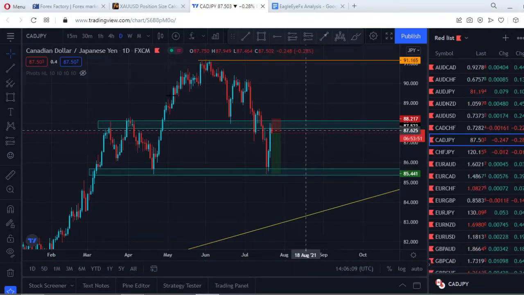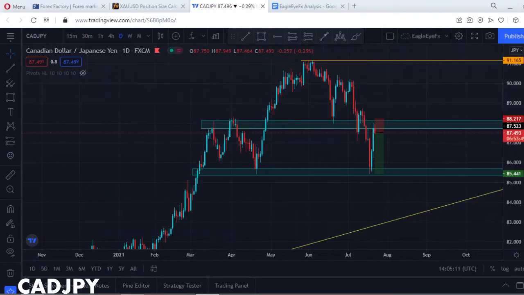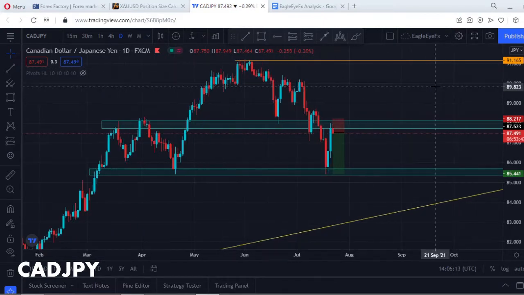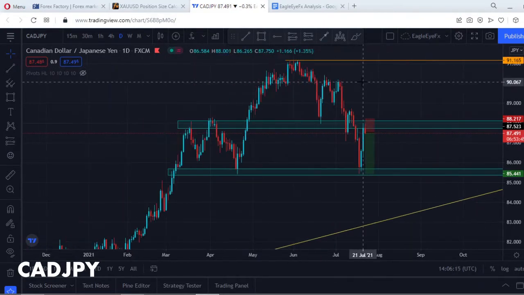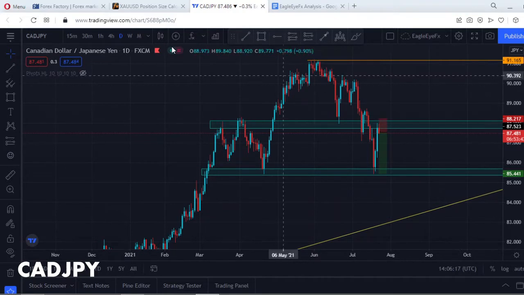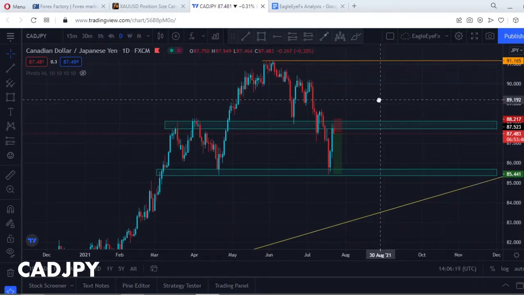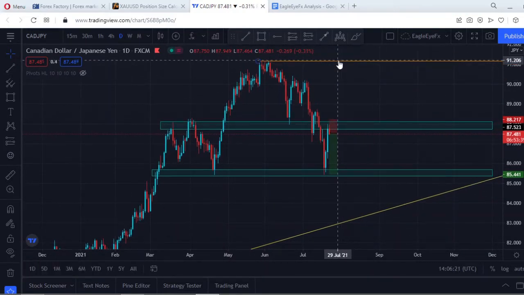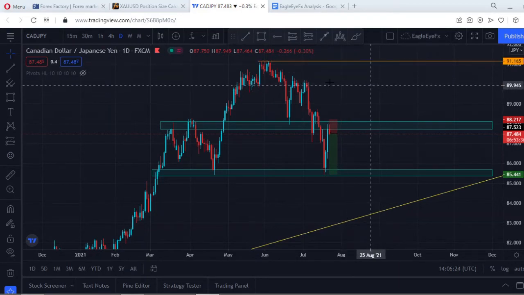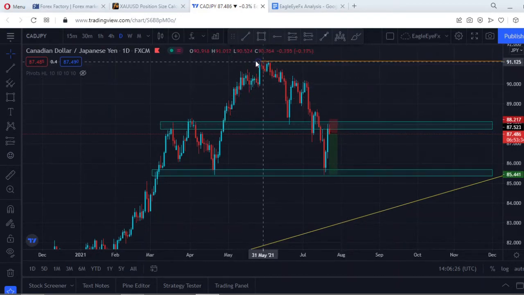All right, so let's start. So on CADJPY, this is just a simple market overview, and I'm on a daily time frame. And then on the daily time frame, the reason why I have drawn this line here is because the market came all the way up to here, so I drew my highest as that particular point.